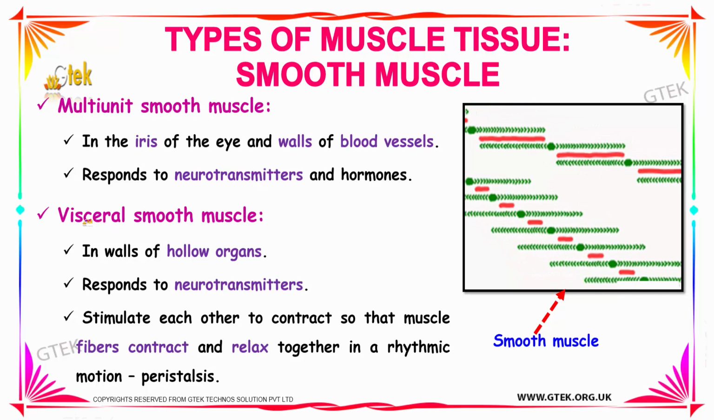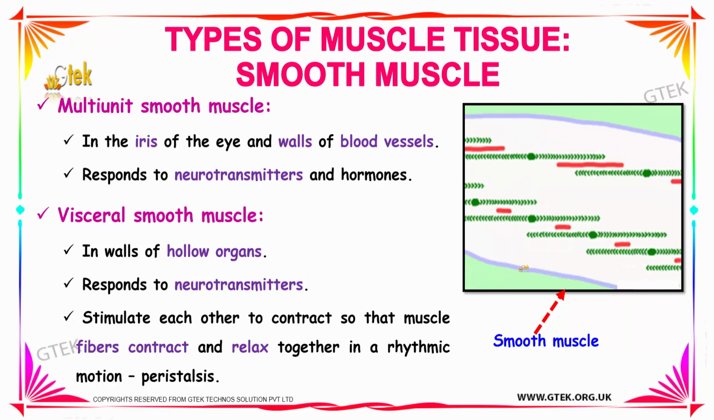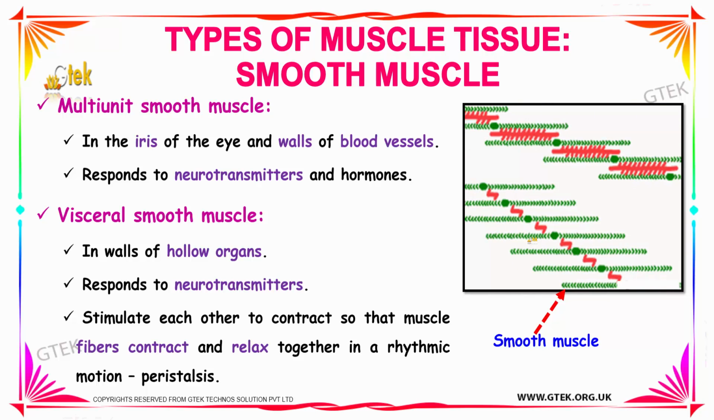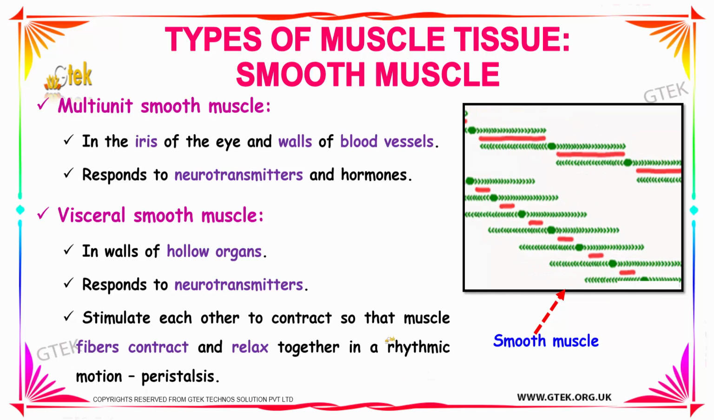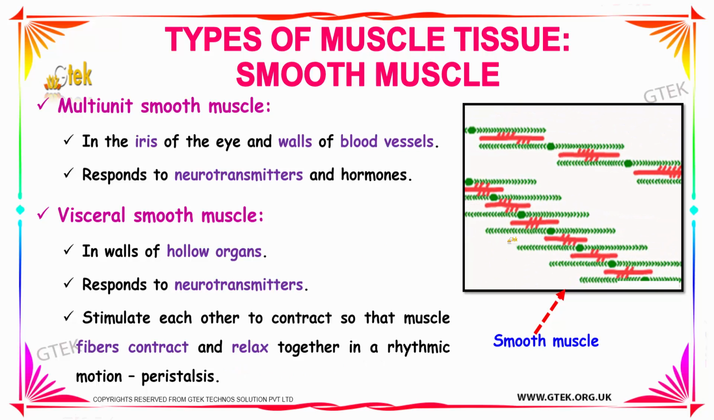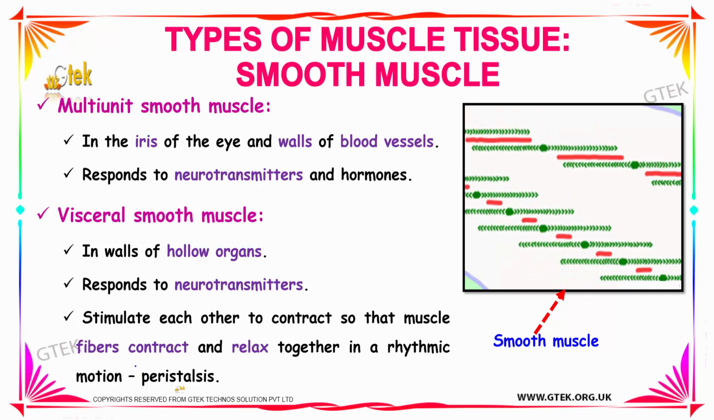Our next type of smooth muscle is visceral smooth muscle, and it is found in the walls of hollow organs. It responds to the neurotransmitters by stimulating each other to contract so that the muscle fibers contract and relax together in a rhythmic motion. You can find this movement in the smooth organs of the esophagus, where peristalsis takes place.